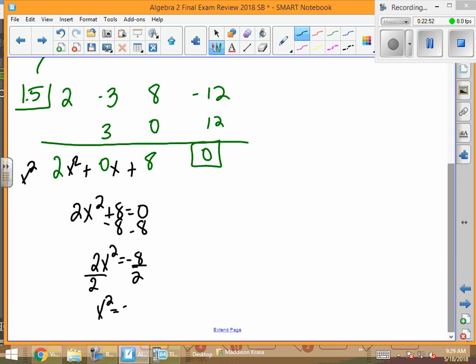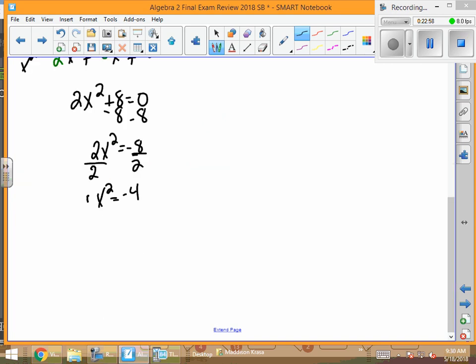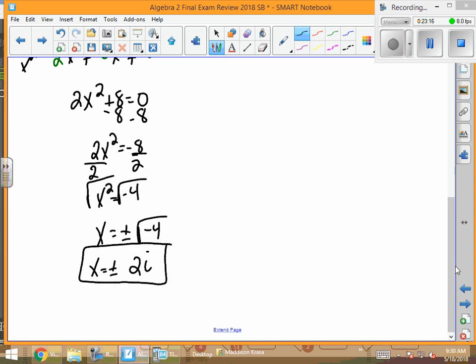x squared equals negative 4. We know to get rid of that square, we need to square root both sides. Don't forget your plus or minus. And when we take the square root of 4, we get 2. And don't forget i because of that negative under your radical. So those are our other 2 roots.